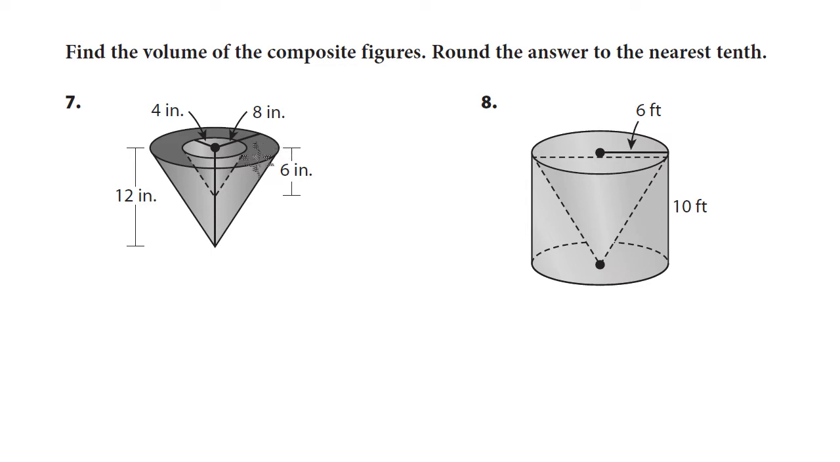Some of these diagrams are obvious. You can look at number 7. You can see it's a cone, and then there's a smaller cone being removed. So you are subtracting the smaller cone from the bigger one. But some of these drawings look a little bit more confusing.